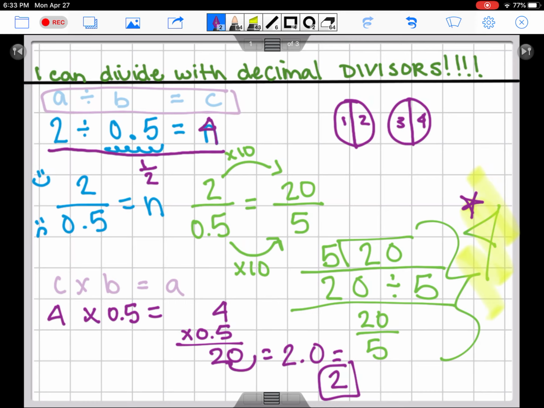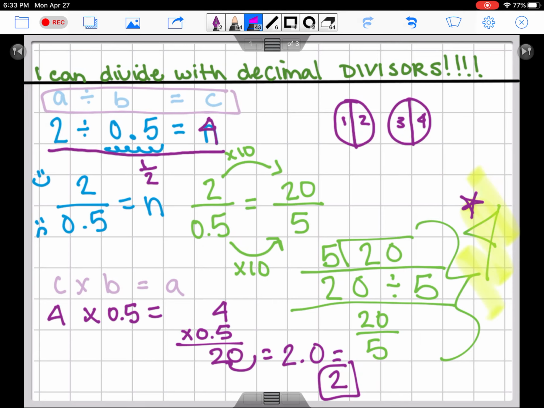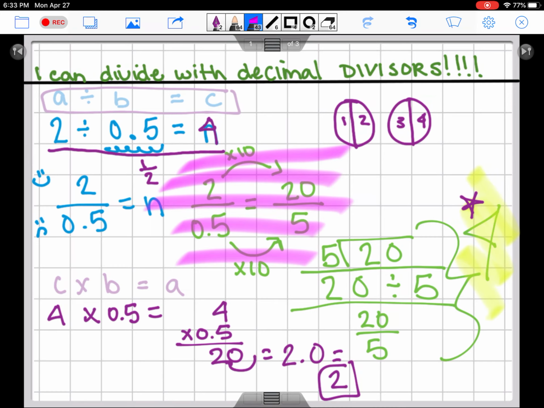So this is how we are going to be working with dividing when we have a decimal divisor. And the biggest thing I want you guys to keep in mind is this part right here. We need to take our division, write it in a fraction form, and then we need to convert it to an equivalent fraction that has no decimal in the denominator.